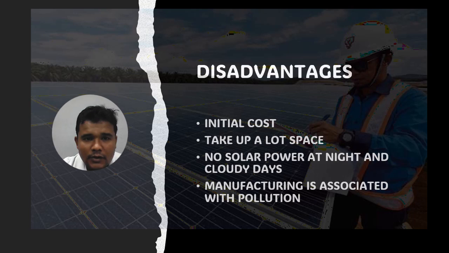Disadvantages of solar PV. First, initial cost. Standard residential installation varies from 4 kilowatts to 12 kilowatts, with costs ranging from 16 to 23,000 for a basic 3 kilowatt system.